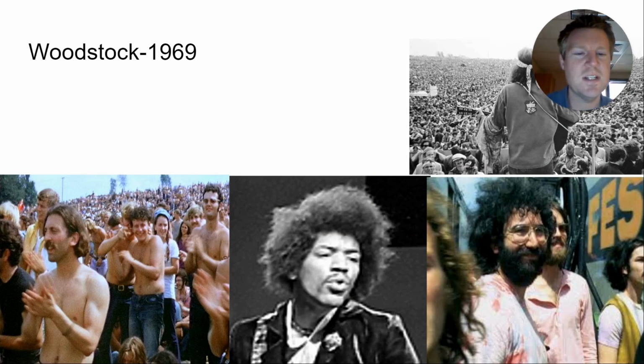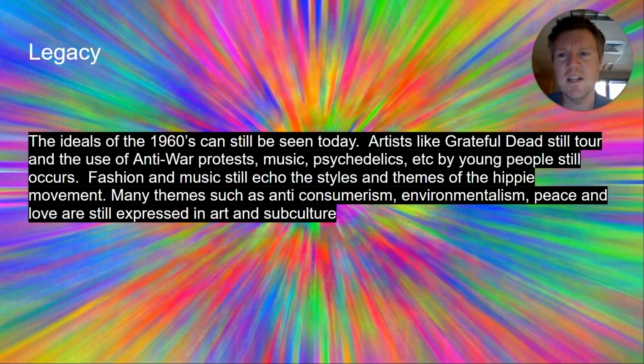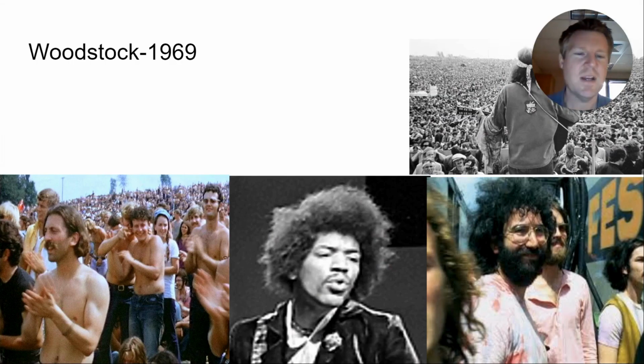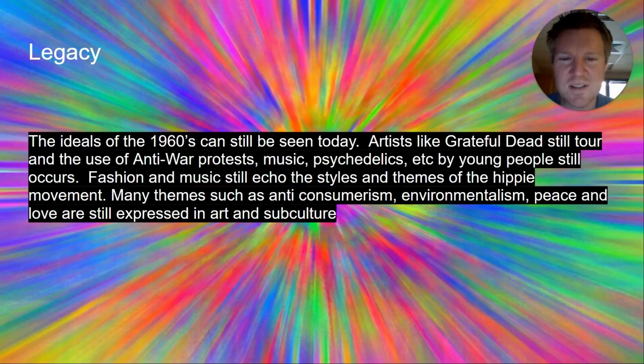Here are some photos from Woodstock. You can see Jimi Hendrix, Jerry Garcia, and some of the attendees of the festival and how they looked. Let me go back. Look at the hair. You can just tell by the styles that they have, these guys are not worried about a 9-to-5 job. Very chill people. So that sort of embodies the attitude that they had at that time.